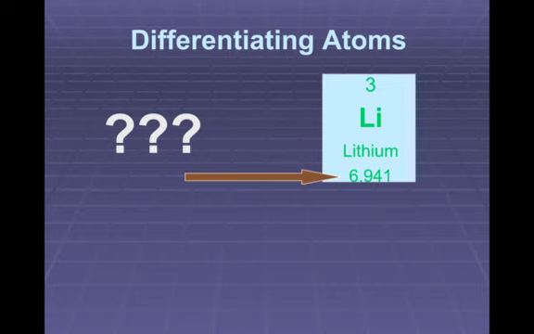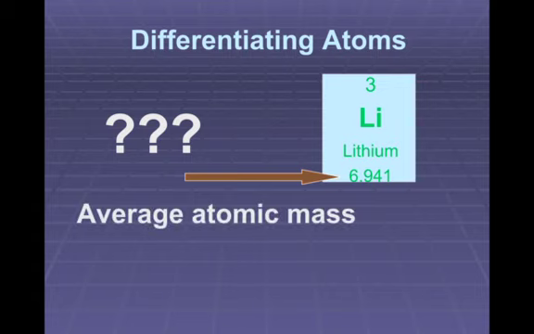So what's up with this other number on the periodic table? That's called the average atomic mass. Now, if you remember, protons and neutrons are the parts of the atom with significant mass. So if you add those up, you should get the atomic mass.